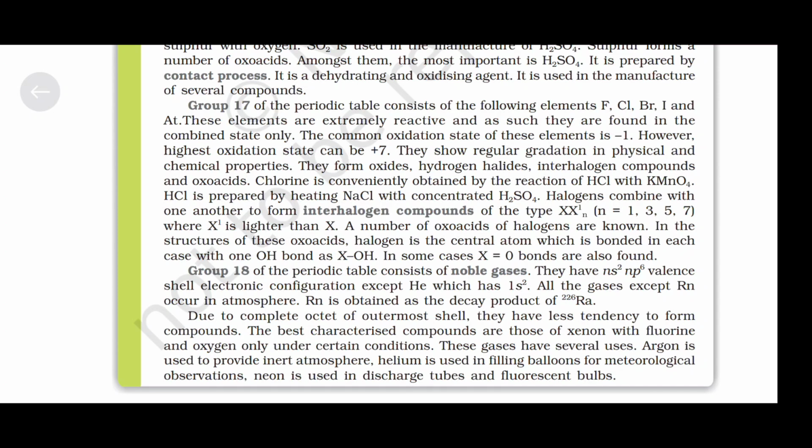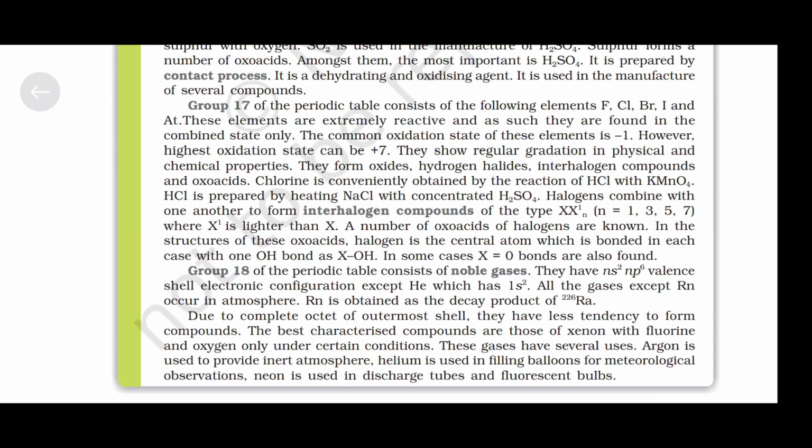Chlorine is conveniently obtained by the reaction of HCl with KMnO4. HCl is prepared by heating NaCl with concentrated H2SO4. Halogens combine with one another to form interhalogen compounds of the type XX'n, where n can be 1, 3, 5, 7, where X' is lighter than X.